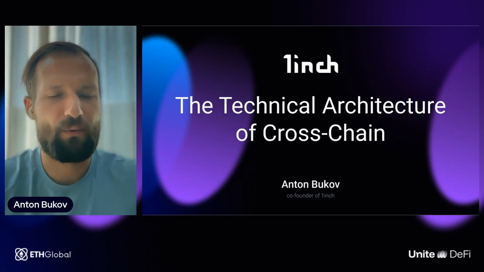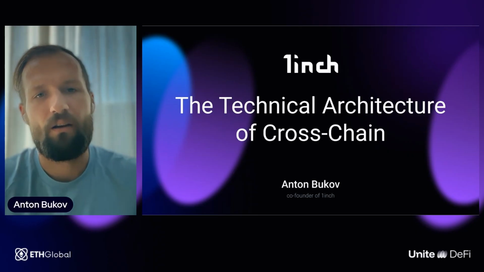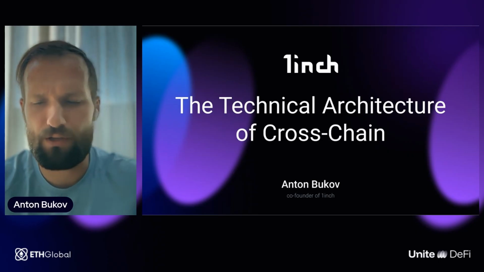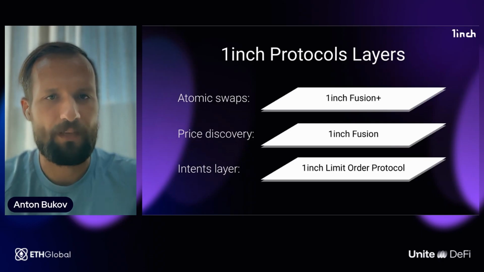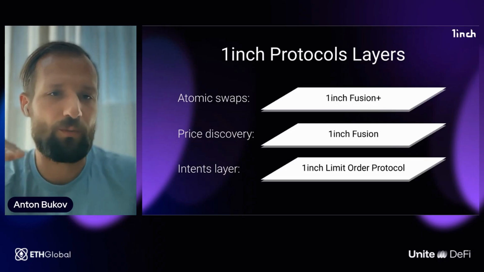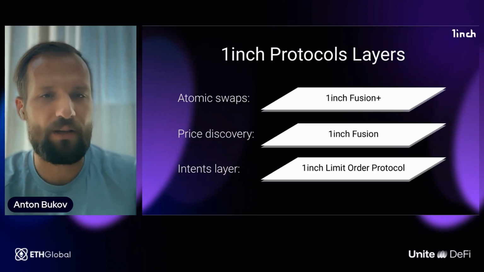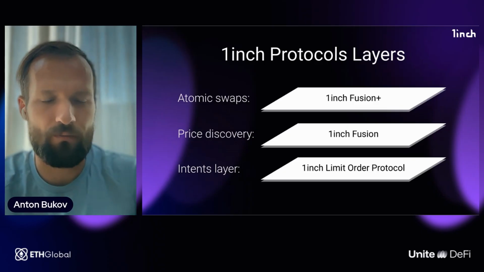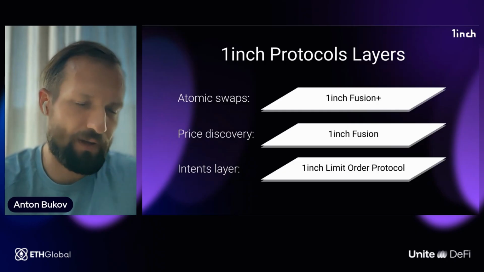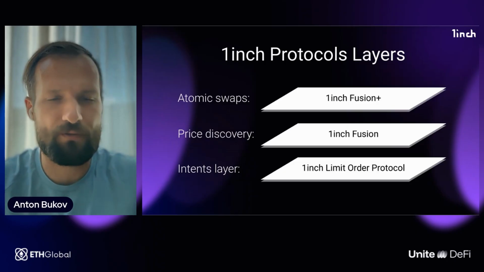Hi, everyone. I'm here to reveal a high-level architecture of cross-chain stuff in 1inch. Actually, we use 3 different layers. The bottom layer, we call it intent layer. Right now it's the 1inch Limit Order Protocol. This layer is able to use user funds by their digital signatures.